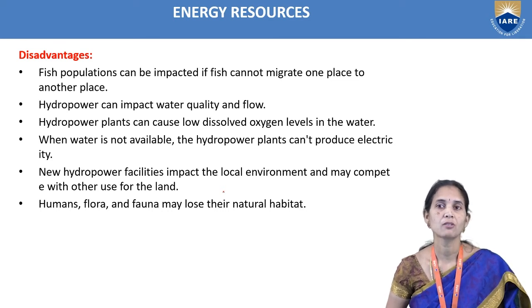So humans, flora and fauna may lose their natural habitat, because for constructing the dams we need a large area of land. When we take a large area of land, we may lose animals, plants and biodiversity. So these are the disadvantages of hydropower energy.